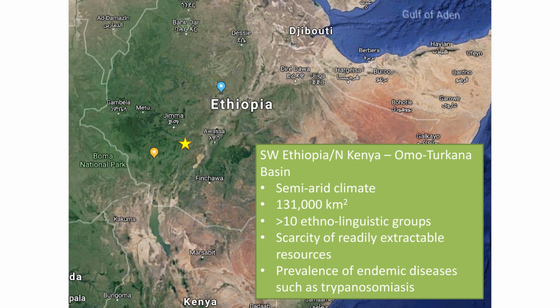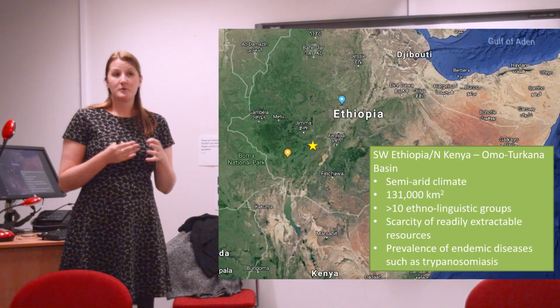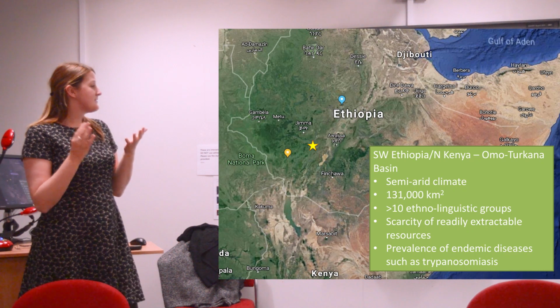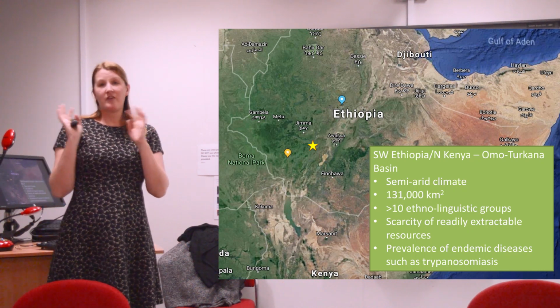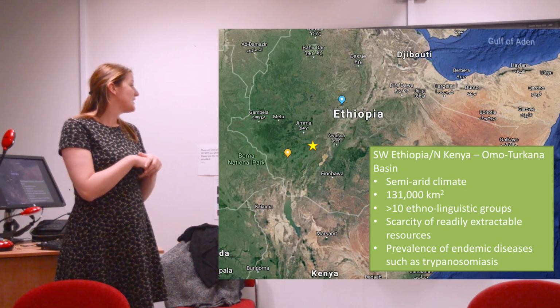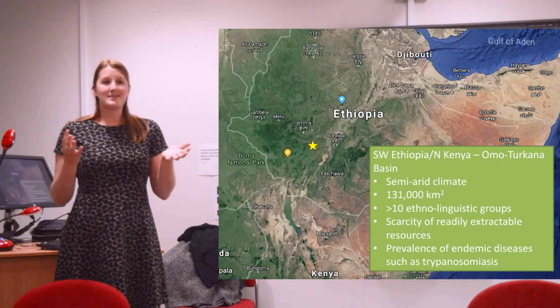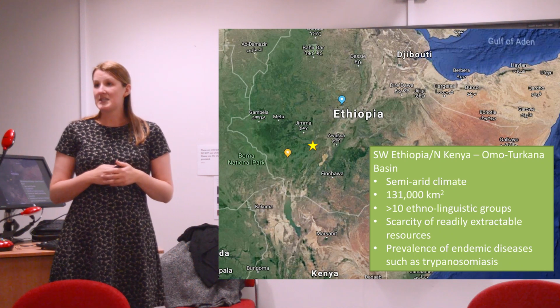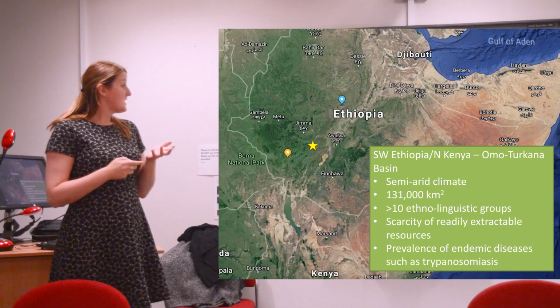It's a semi-arid climate, getting drier as you go south through the basin. It's traditionally a very culturally diverse place. There's 10 to 15 different ethno-linguistic groups in the region, depending on where you draw the boundaries, and it hasn't particularly been integrated into either the Ethiopian state or the Kenyan state, because there was a perception that there was a scarcity of extractable resources, as it were, and a prevalence of endemic diseases that meant people just didn't really go there.